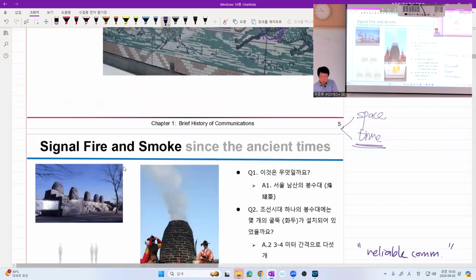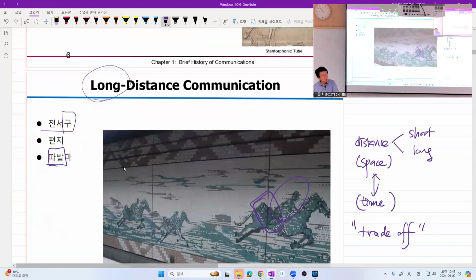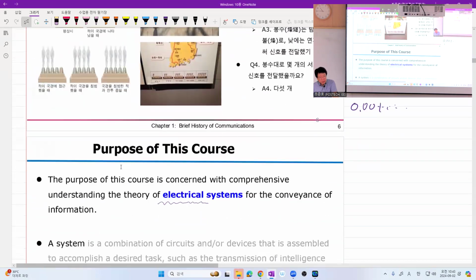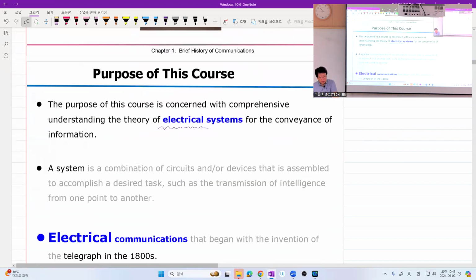So the transmission rate itself is important. However, reliable transmission is also very important, not just fast, right? So in order to make the transmission of information reliable, we introduce error correction schemes. Got it? So ancestors were very, very clever.